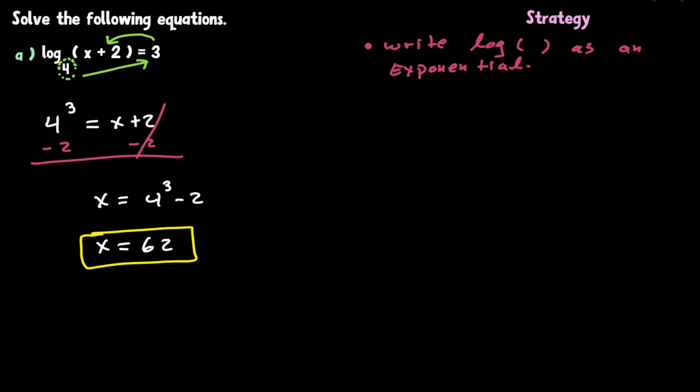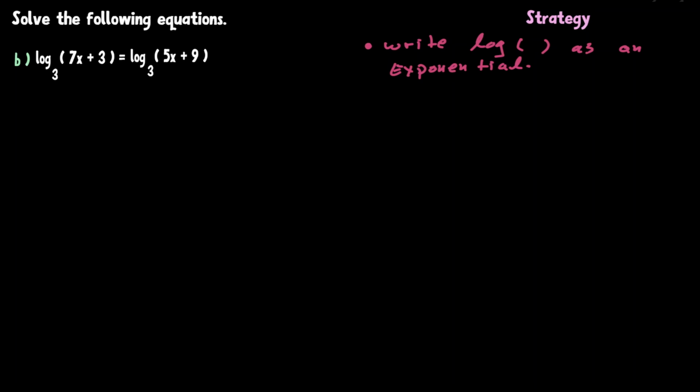Let's take a look at our next example. Let's start by identifying where the variable x is. It is inside the log on the left, and it is also inside the log on the right-hand side of the equation. But this is a very special case. The log on the left has a base of 3, and the log on the right also has a base of 3.